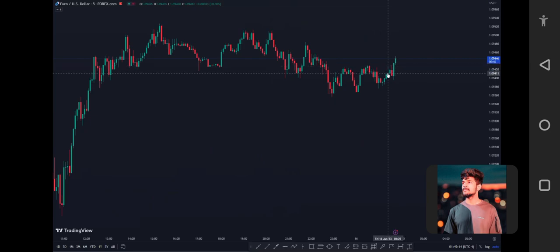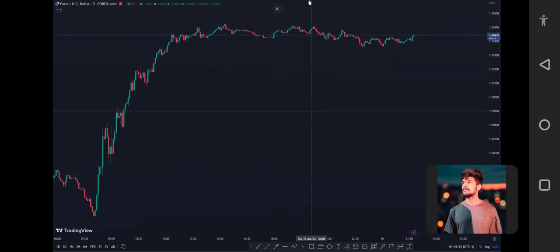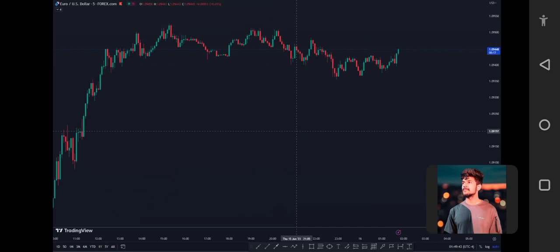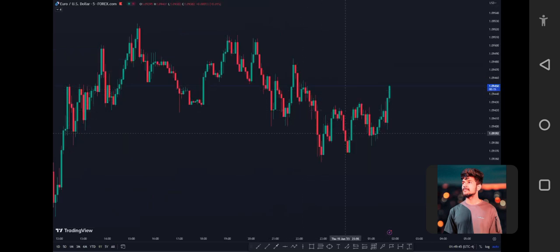So we'll wait for the ideal time, which will give us high probability setups, not sure setups or not completely safe setups, but high probability setups. So let's wait for the market to do something and give us some kind of signal.